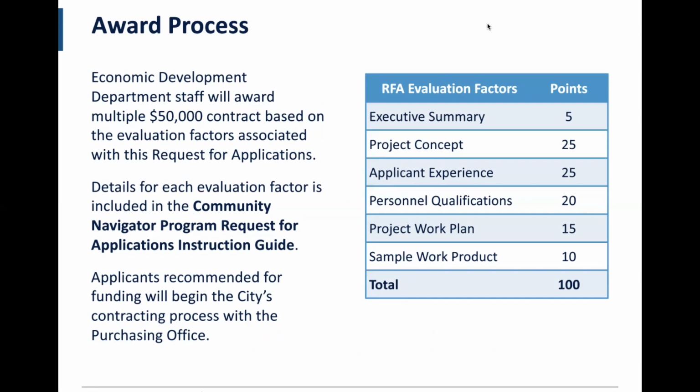The executive summary is worth 5 points. The project concept is worth 25 points. The applicant's experience is worth 25 points. The personnel qualifications are worth 20 points. The project work plan is worth 15 points. And the sample work product is worth 10 points. Additional details for each evaluation factor are included in the Community Navigator Program Request for Applications Instruction Guide. Applicants recommended for funding will begin the city's contracting process with the purchasing office.